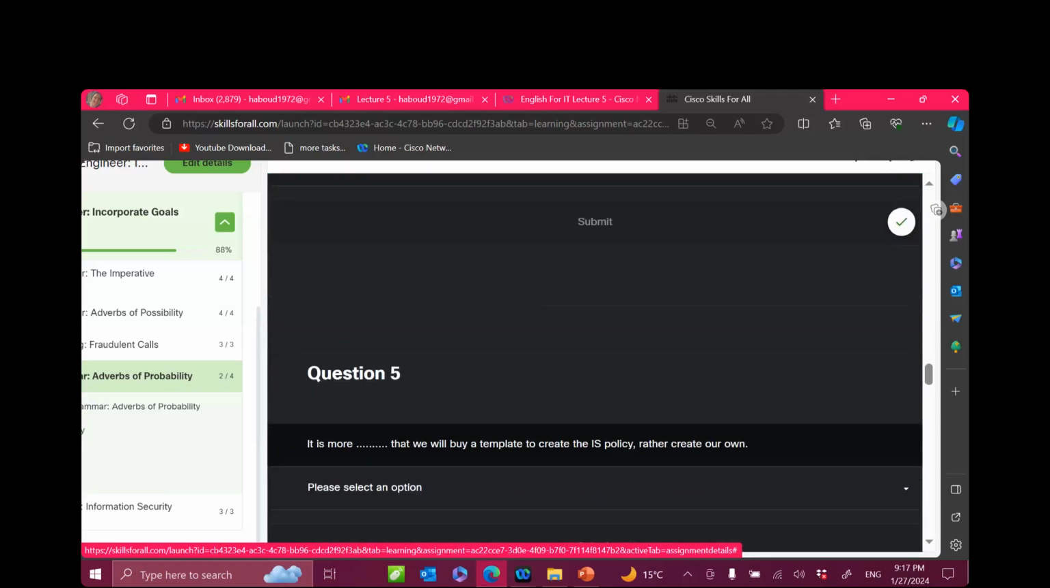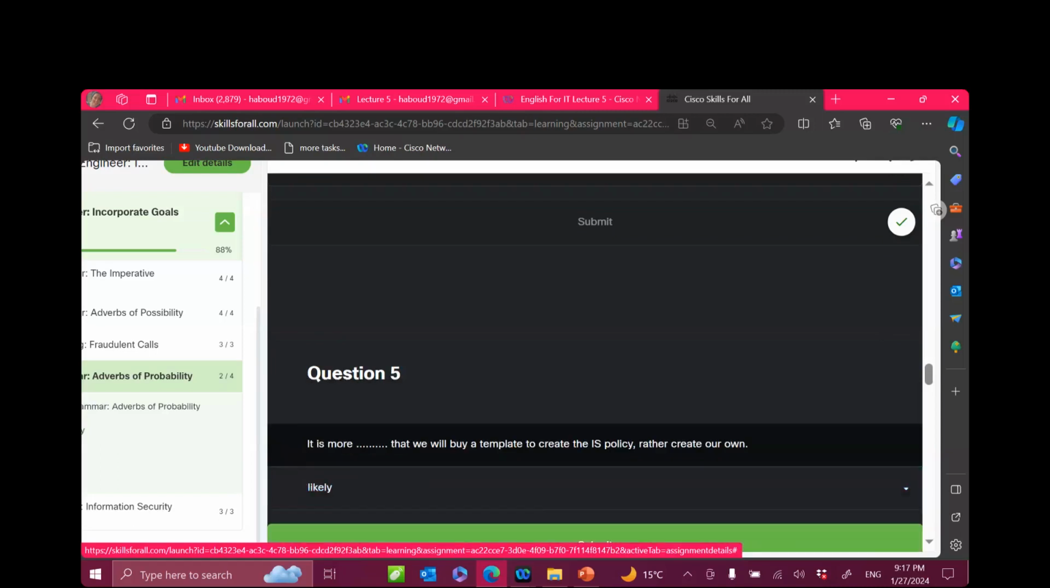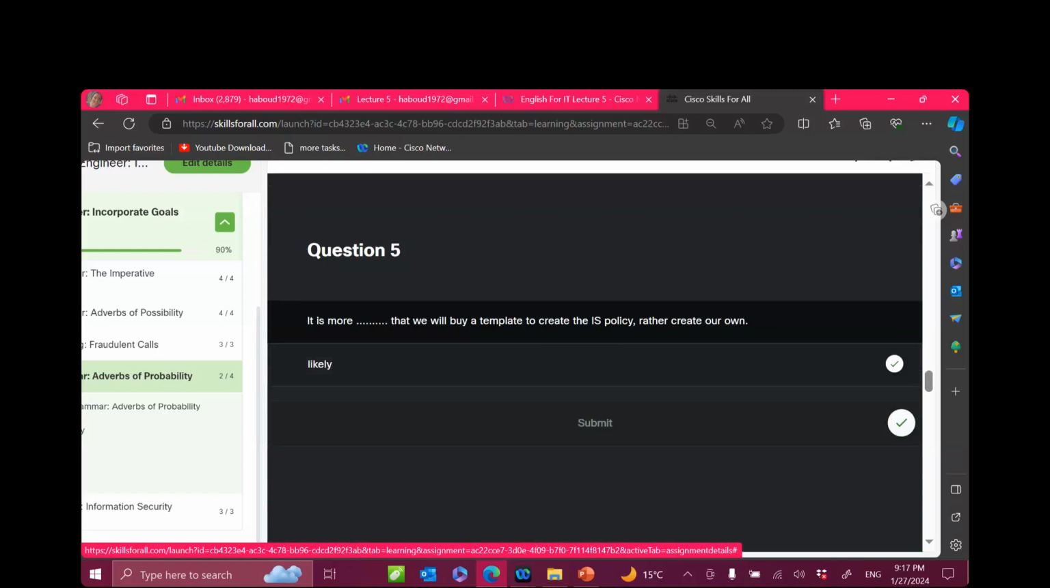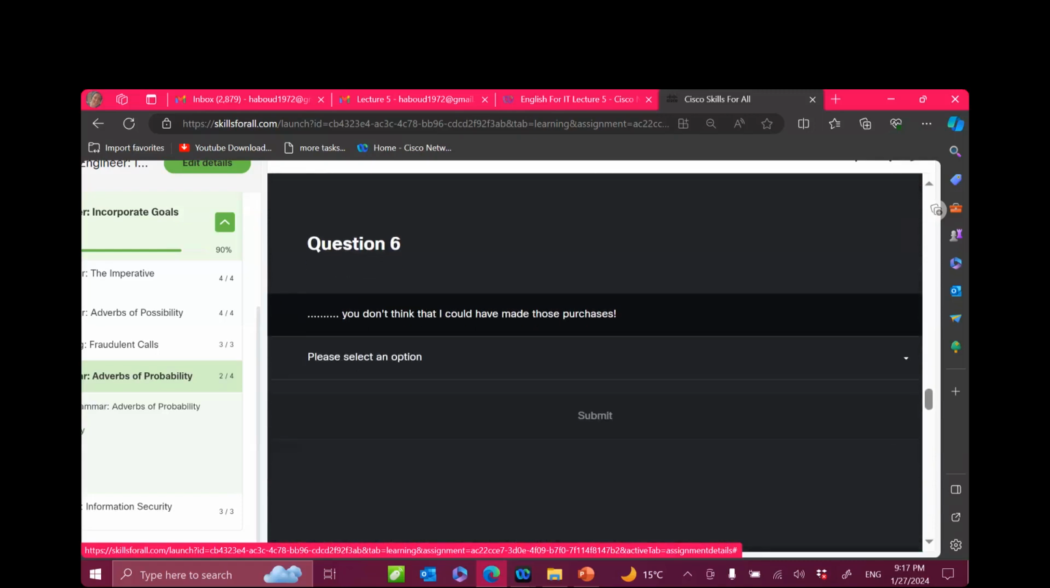Next, question 5. It's more that we will buy a template to create the IS policy, rather than create our own. So, برافو عليكم. It's more likely. يبقى أنا بقدر أقول يا إما it's most likely أو it's more likely. Probably يعني. Okay.